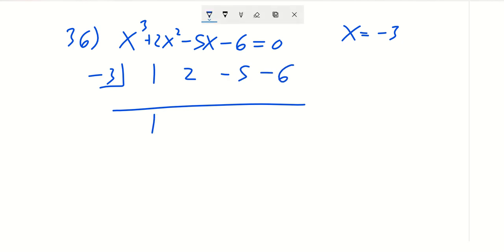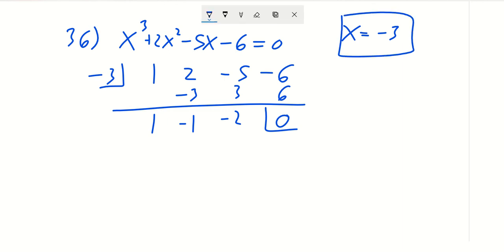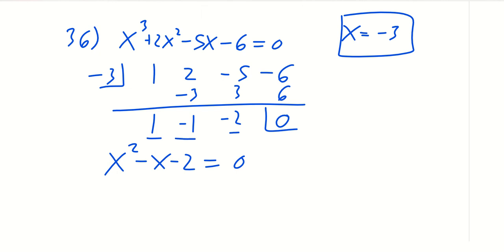First one comes down. Bottom times block. Add to go down. Bottom times block. Add to go down. Bottom times block. Add to go down. And of course we get a 0 here. So we divided it out. We already know that x equals negative 3 is one of our solutions. The remaining solutions to this equation will come from the solutions to x squared minus x minus 2 equals 0. Again, that's our quotient sequence.